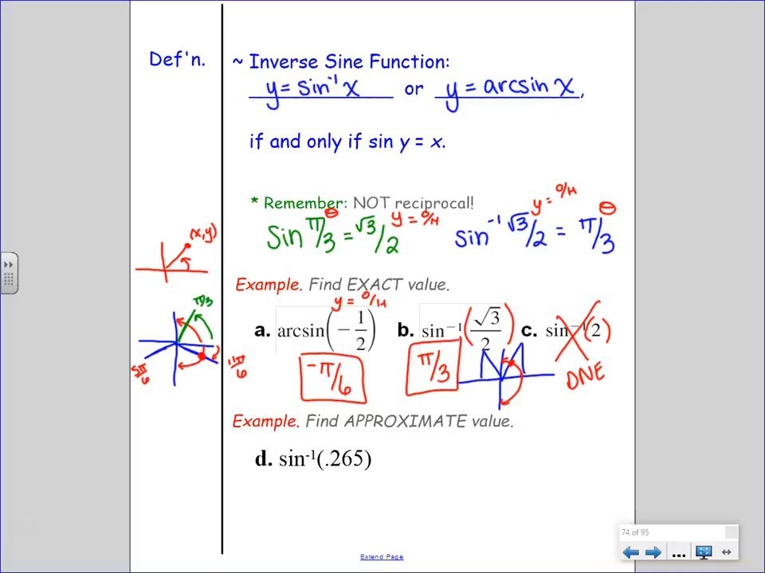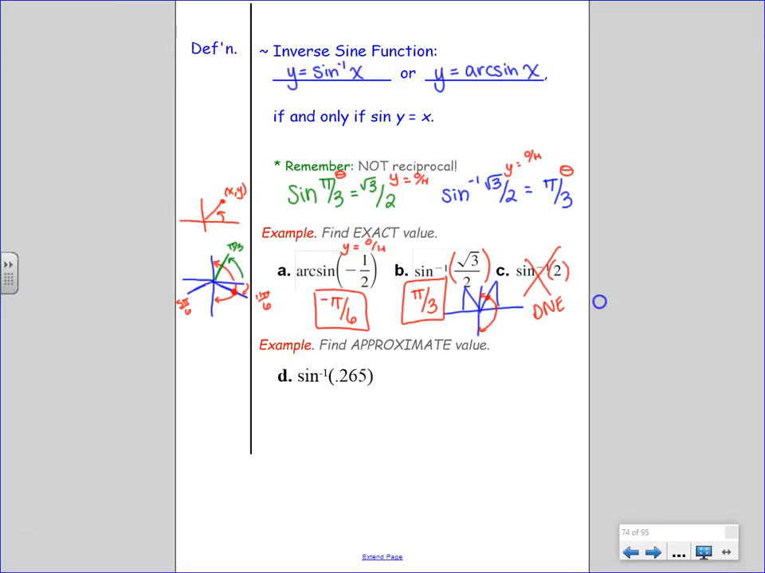Okay? So hold on, since you're using your calculators, this one is less than 1 and in between 1 and -1, so this one should work. Go ahead and plug them into your calculators and let's see how many different answers we get.